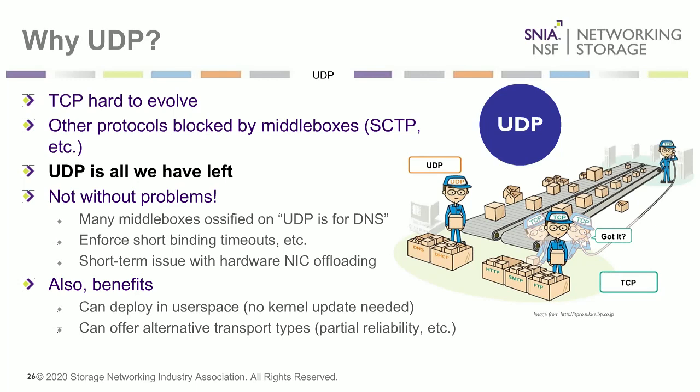And even that is not without problems, right? Many middle boxes, especially a bunch of home routers, have this assumption that UDP is only used for DNS traffic, domain name traffic, which means that it's a ping pong packet exchange to look up a name, and then that connection, quote unquote, is gone. So they're using very short timeouts for maintaining the state.